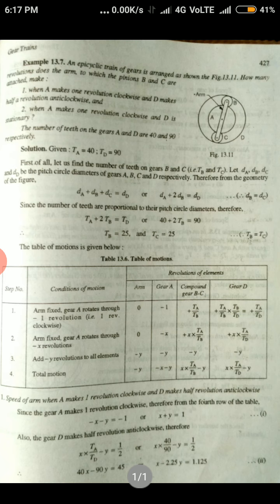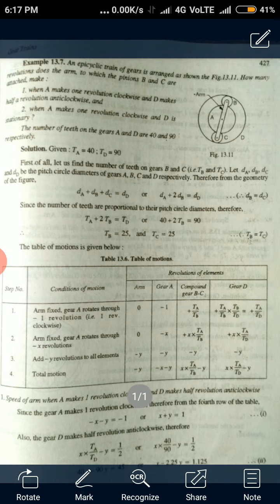Hence, since gear B and gear C have the same teeth, obviously they will have the same speed because they are meshing with the same gear, that is D, as well as gear A. Okay, so now once you have found the teeth, we'll go for formation of the table.